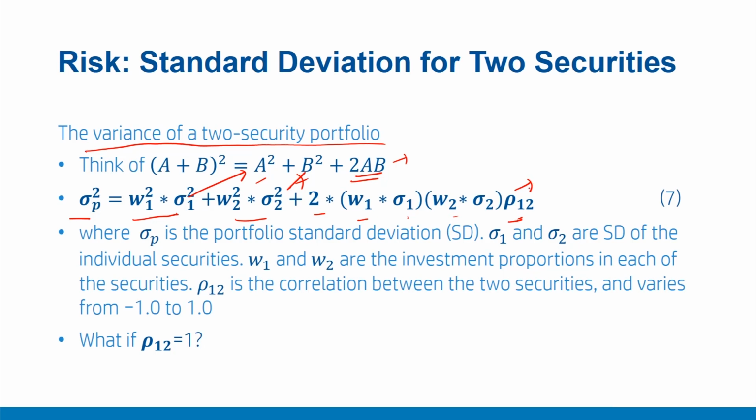Now this extra term rho 1 2, the correlation between security 1 and 2, has some special meaning, as we'll see shortly. Here sigma P is the standard deviation, or a proxy of risk, for the portfolio. Sigma 1 and sigma 2 are the standard deviations of the individual securities. W1 and W2 are the proportionate amounts of investment in each security. If the portfolio carries only two securities, then W1 plus W2 should be equal to 1. Importantly, rho 1 2 is the correlation between these two securities, and it varies from -1 to +1. Now we'll try to understand different scenarios: what if rho 1 2 is equal to 1, 0 or -1.